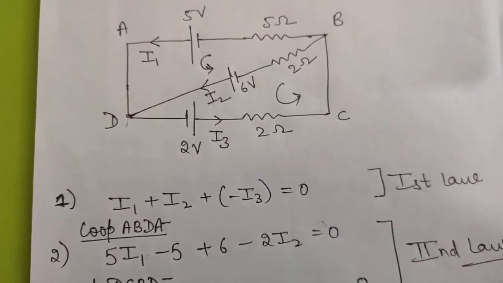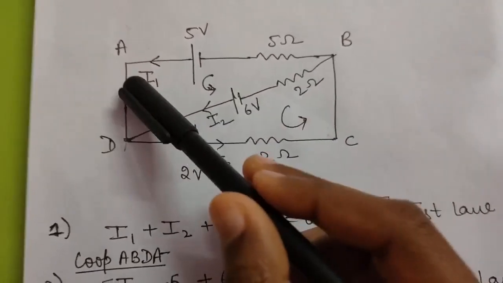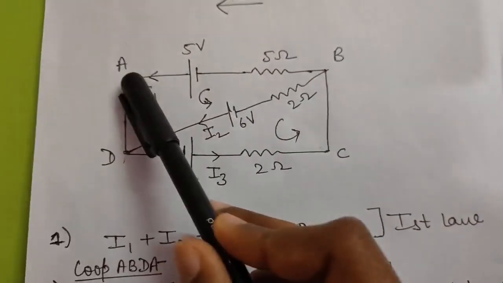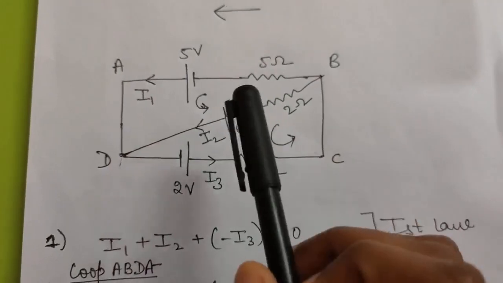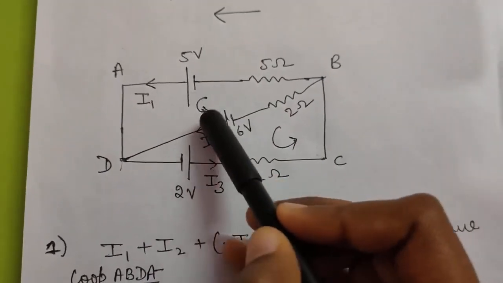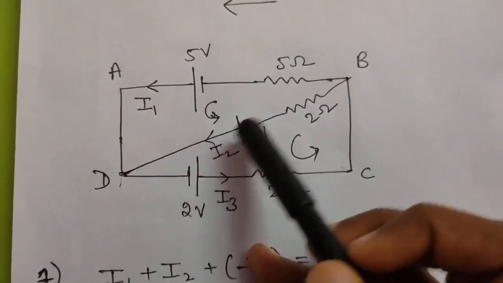Now to apply the second law, I have to take a closed loop. Let us suppose I am taking this loop, that is loop ABDA. First of all, we have to choose any direction in which we'll be moving. Here I have chosen the anti-clockwise direction. This arrow shows the direction that I have chosen. So I am going anti-clockwise.